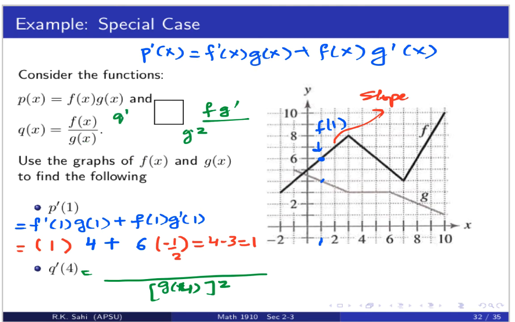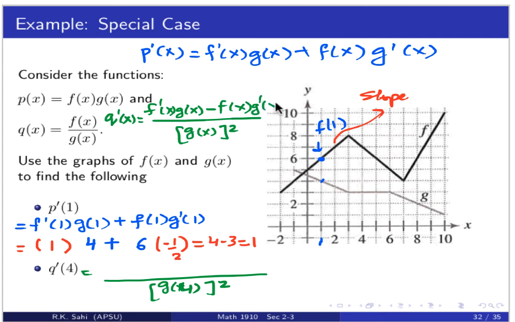Let me just write it much more. Okay, q prime of x. Let's write down here. g of x, the whole square. So it's f prime of x, g of x minus f of x times g prime x. Now replace x by 4, so you have f prime of 4 times g of 4 minus f of 4 times g prime 4.